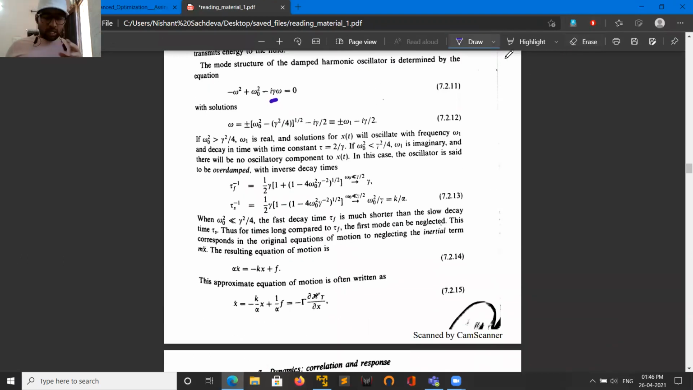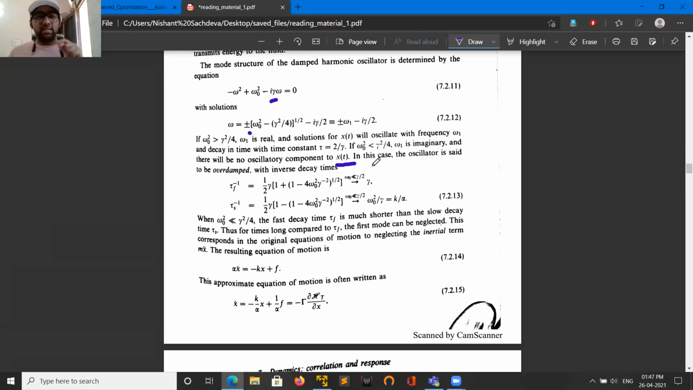Now, if omega naught square is bigger than gamma square by 4, then omega 1 is real. And the solutions for x of t will oscillate with frequency omega 1 and decay in time with time constant tau equals 2 by gamma. However, if it's less than that, see, this is a square root, so it cannot be less unless it's imaginary. If it's bigger than that, only then it's real. Otherwise, it's not real. If that happens, omega 1 is imaginary and there will be no oscillatory component to x of t. Omega 1 is literally imaginary. That's what the math says.